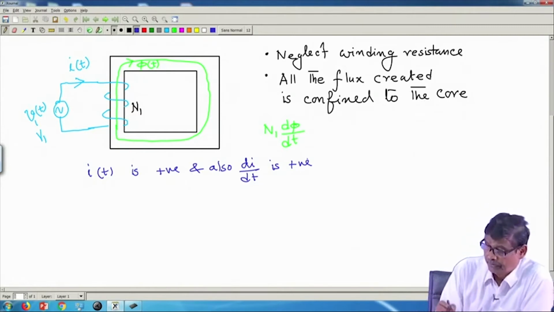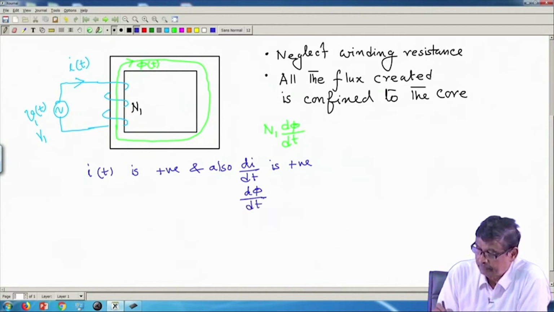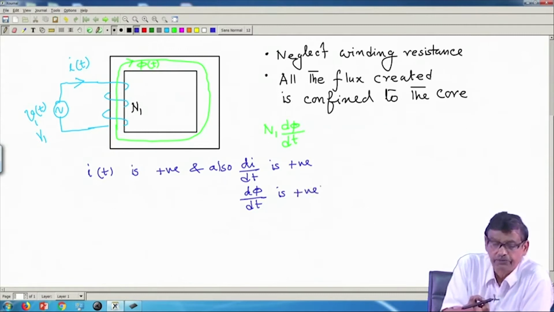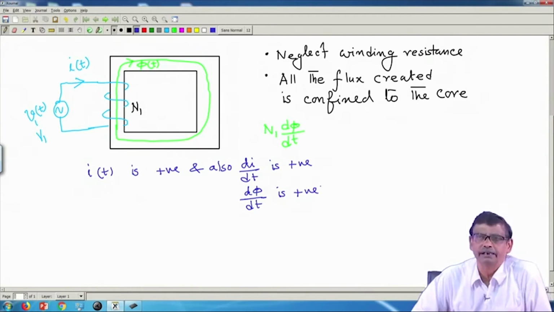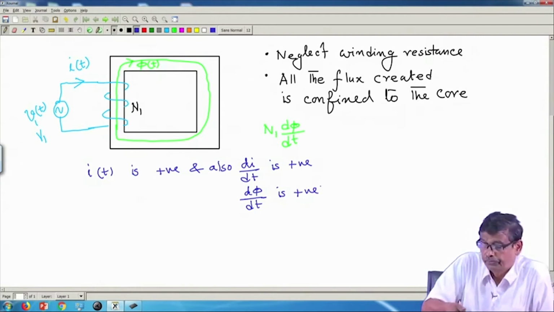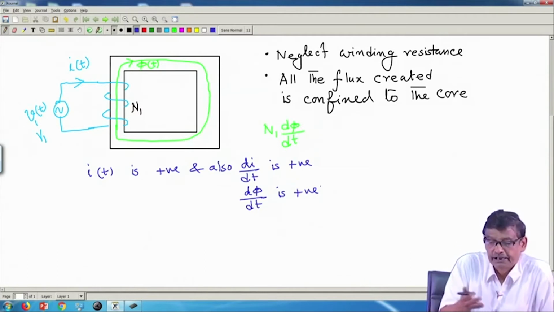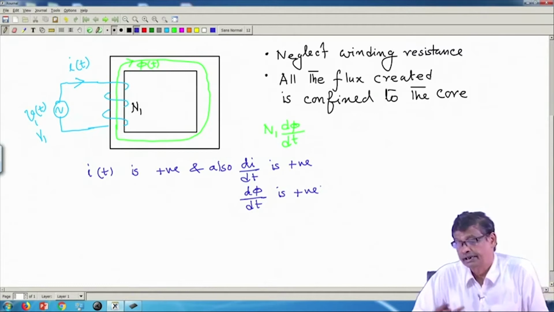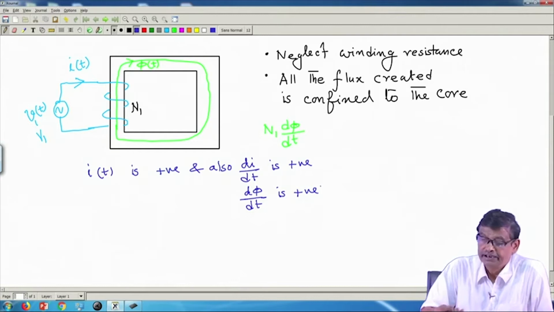Therefore, d phi dt in the direction shown is also positive. That is what we have attributed to time. d phi dt may be negative, but this will be taken care of by the equation. But these are the two things I have attributed to i(t). i(t) is positive, that is what I have assumed, and not only that, di/dt is also positive at that instant. Therefore, d phi dt is also positive.